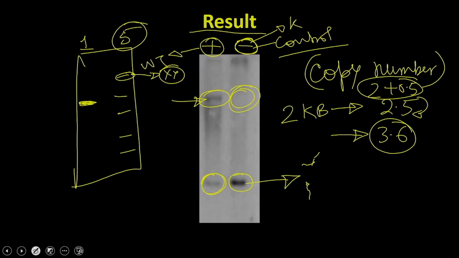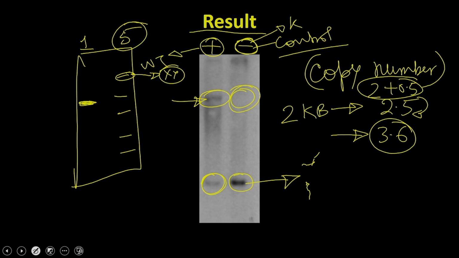So these are the major applications of Southern blotting. Either you can look for the presence or absence of a particular gene if you are doing a knockout experiment, or you can look for the copy number, the number of copies of that particular gene present in the genome.